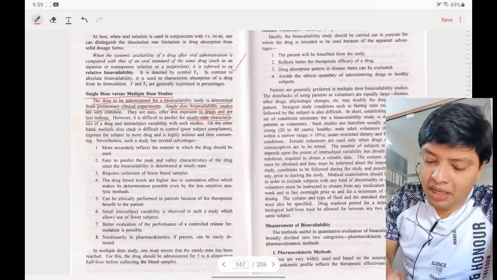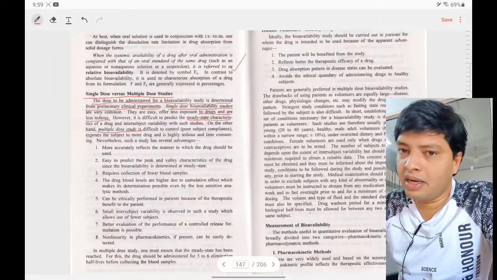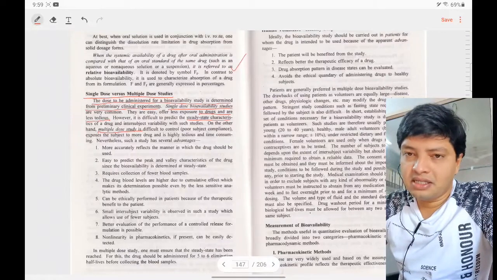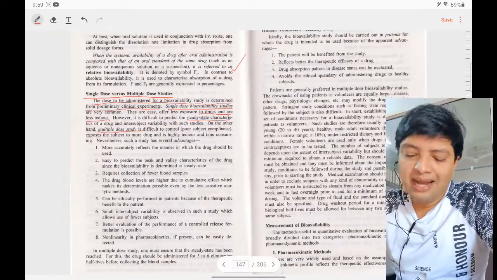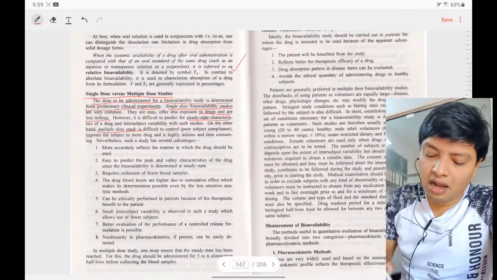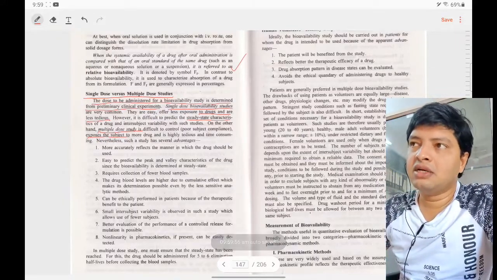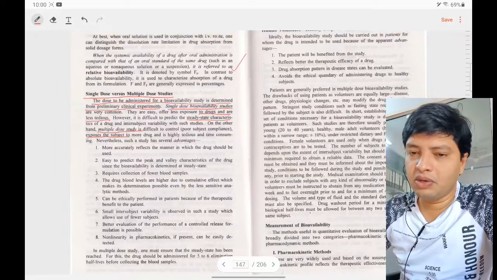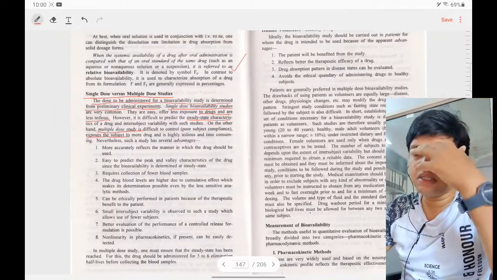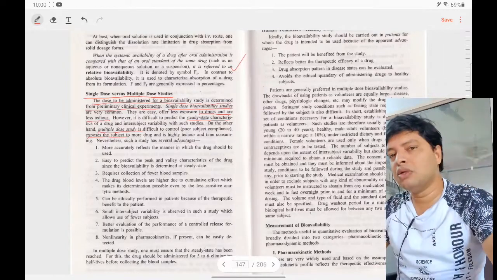On the other hand, multiple dose bioavailability studies allow you to study the characteristics of the drug during steady state. The problem with a multiple dose study is that there will be more exposure of drug to the patient. In a single dose study you give only one dose, but in a multiple dose study you give multiple doses, and due to this the patient will be exposed to more drug.